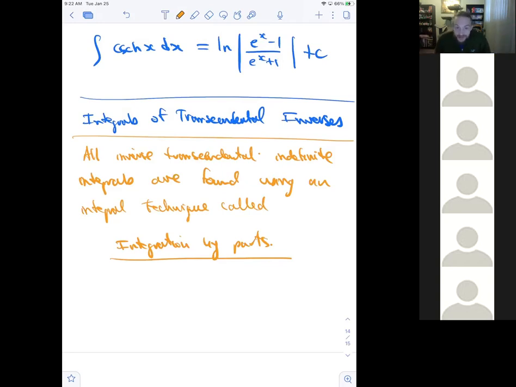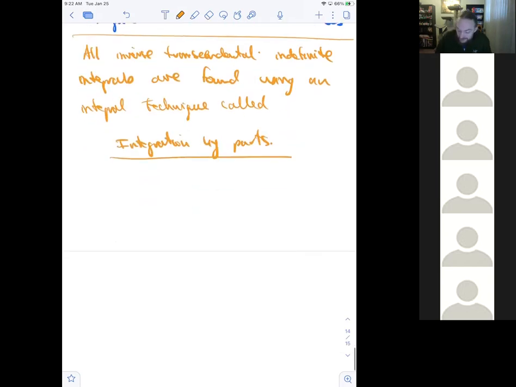One of the major applications of integration by parts is that it allows us to find the integrals of all of the inverse transcendentals. So the integral of arctan x dx, or the integral of log x, or the integral of sech inverse x dx. All of these guys are found using integration by parts.